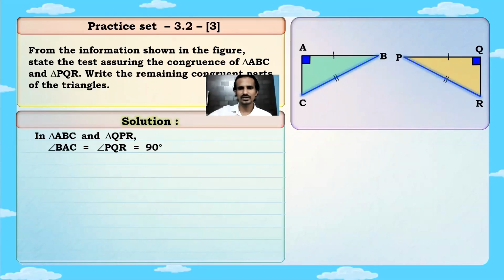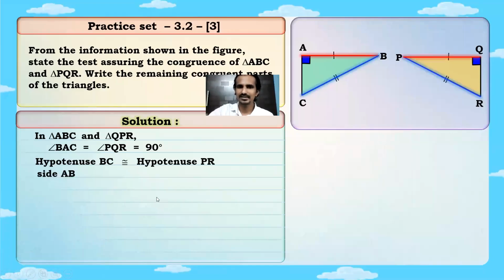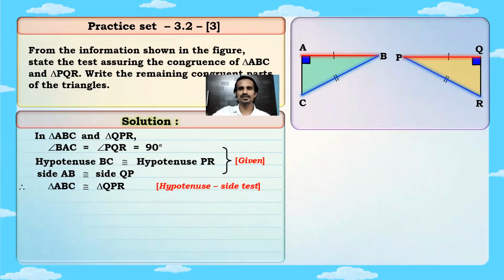Oh, very good, Kanish. You have answered it very correctly. The only thing now, when you write right angles, you should first write down the hypotenuse and then you should go for the sides. You just maintain that order. All right. So as Kanish said, first we write the angles A and Q. So they are 90. Then hypotenuse BC congruent to hypotenuse PR. Right angle के बाद hypotenuse. Then side AB, as it is marked in the figure, congruent to side QP, given. And the triangles are congruent by hypotenuse side test.